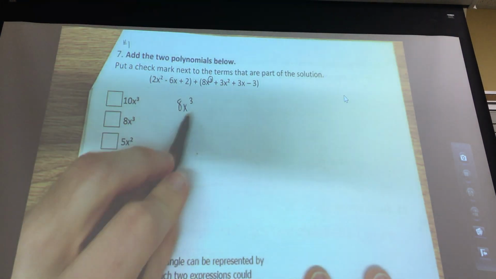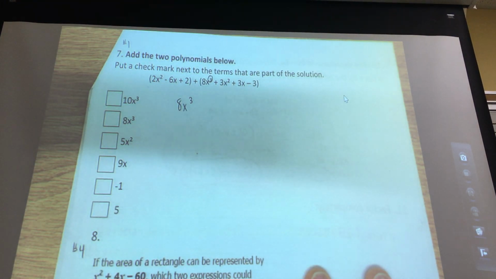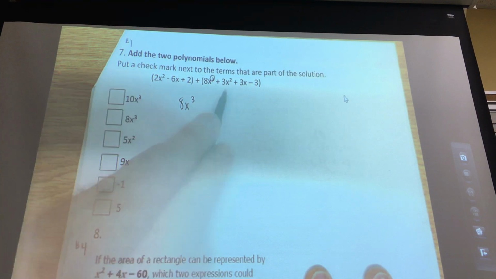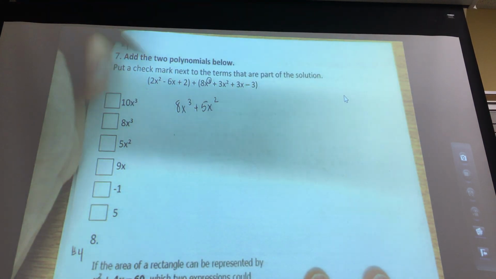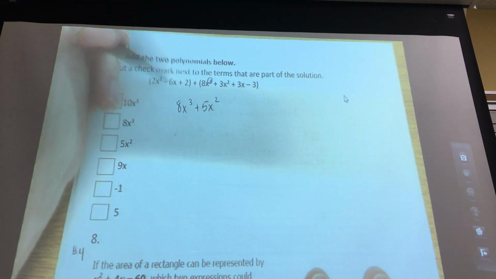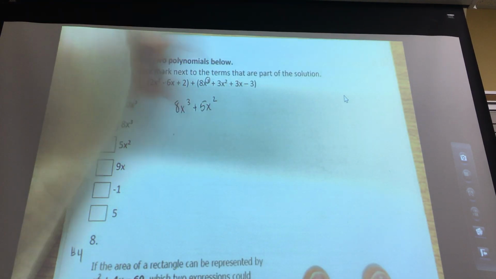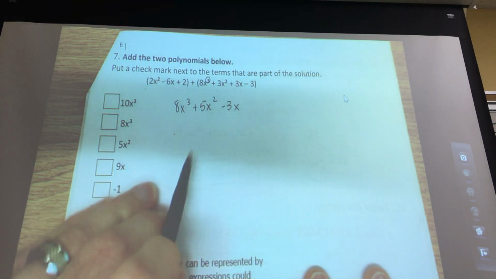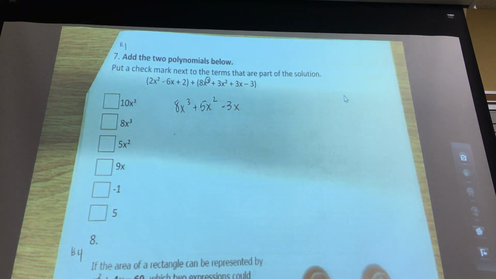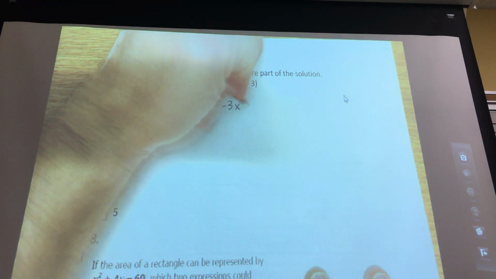So that's 8x cubed. Now I'm going to look for my x squareds. I have 2x squared and 3x squared, which is going to be positive 5x squared. So I've used my squares. Now I've got negative 6x and 3x, which if you put negative 6 and positive 3 together, you get negative 3x. Next, you're going to have a positive 2 and a negative 3. 2 minus 3 is negative 1.